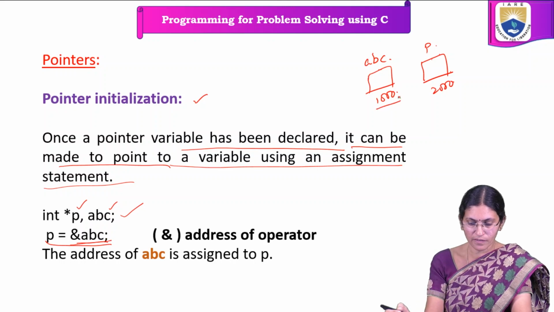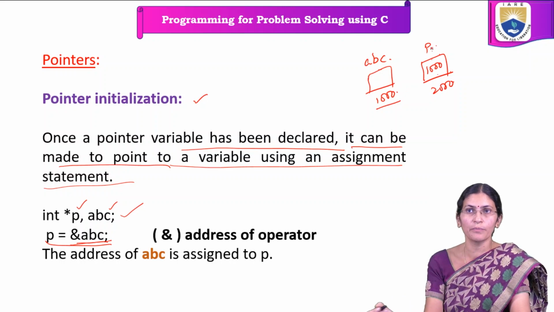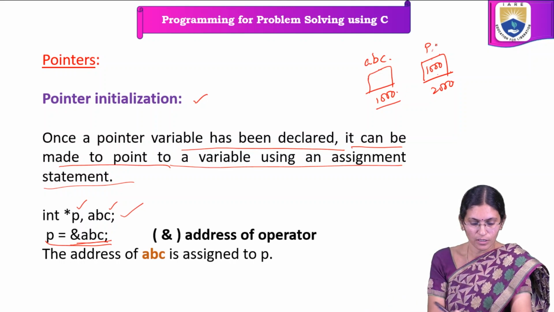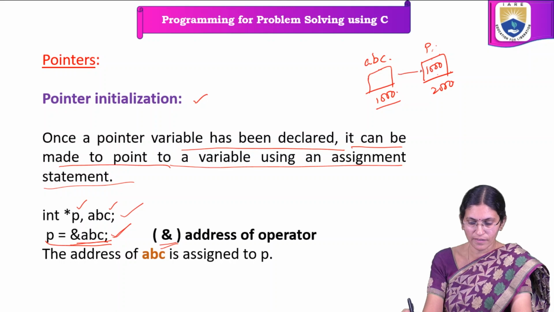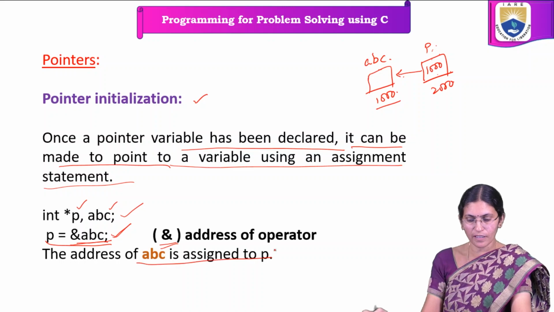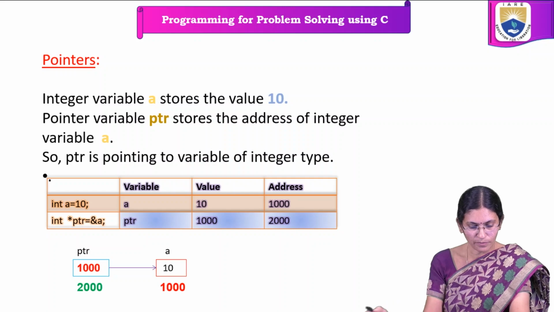The address of ABC is 1000. We are assigning the address of ABC, that is 1000, to the pointer variable p. This is the address of operator. With this assignment statement, we can say that p is pointing to the variable ABC. The address of ABC is assigned to p. Now one more example we'll consider.